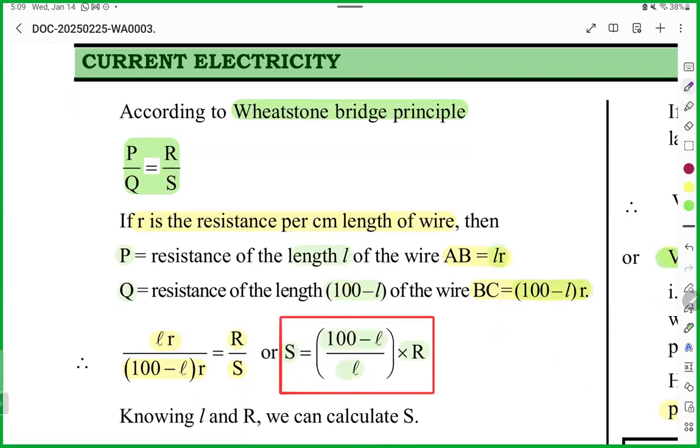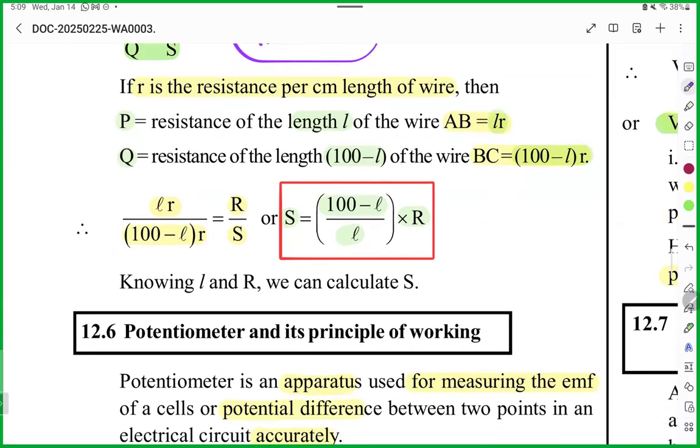Simply, instead of P, you have L. Instead of Q, you have 100 minus L. This is R by S. You want to calculate the S value, done. 100% Wheatstone bridge application. Nothing else.